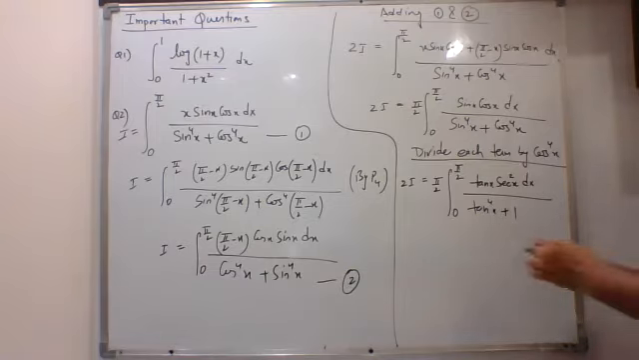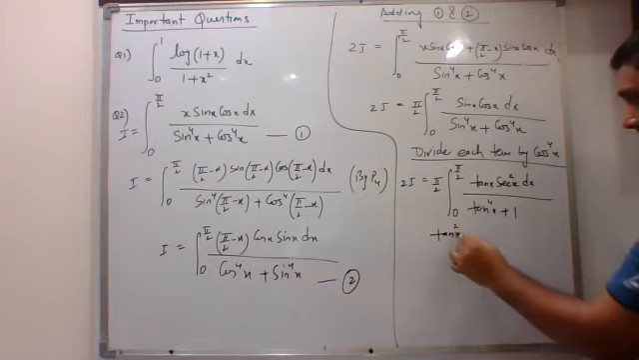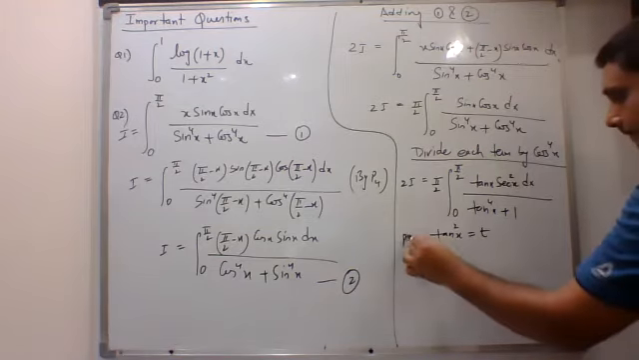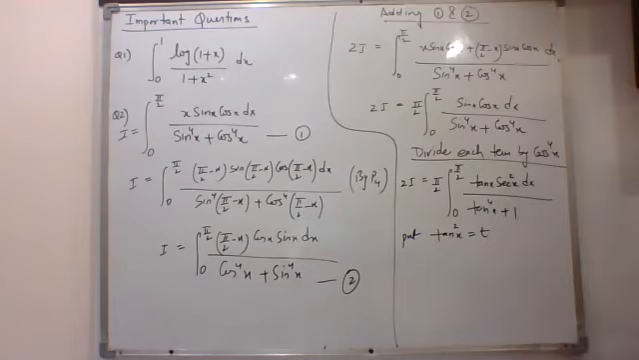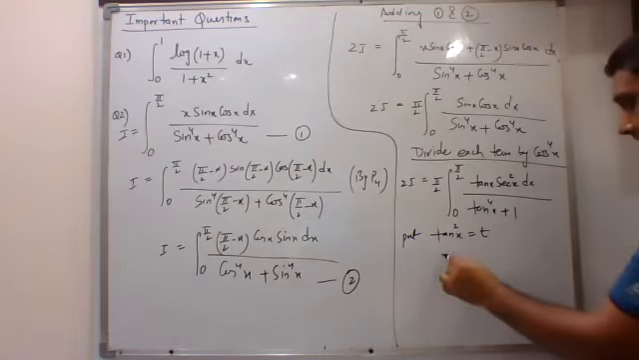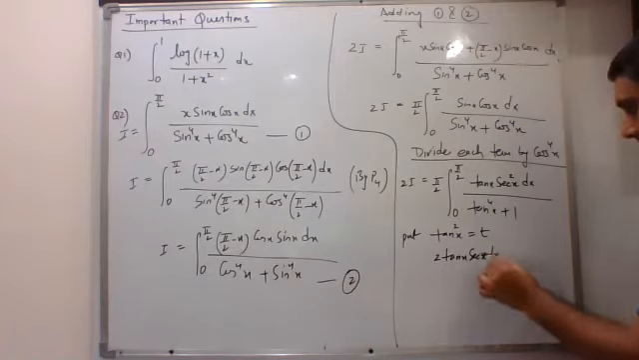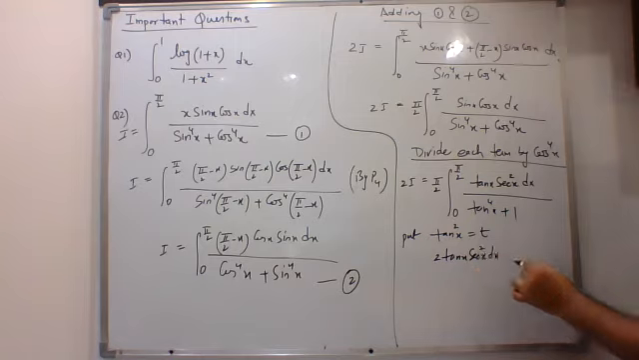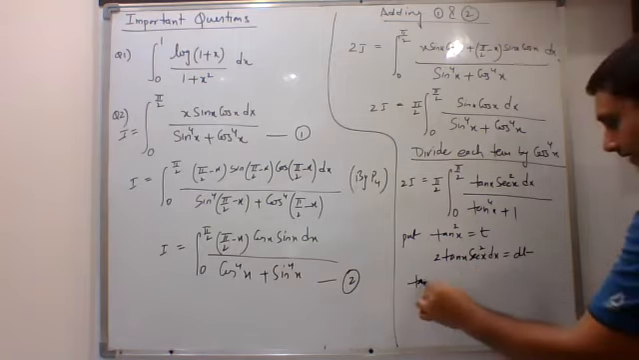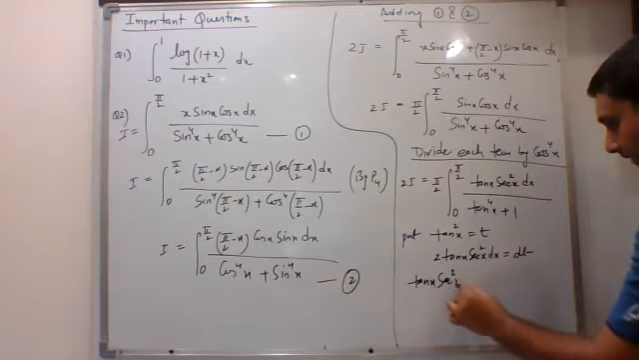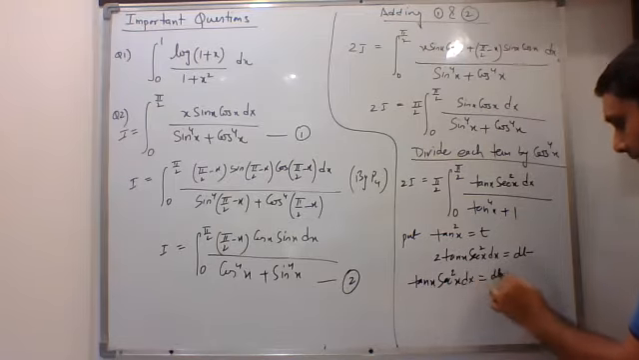Now after this, I will substitute tan square x is equal to t. So with this substitution, I can straight away do this question. Its derivative will be 2 tan x sec square x dx, that is equal to dt. So tan x sec square x dx can be written as dt by 2.